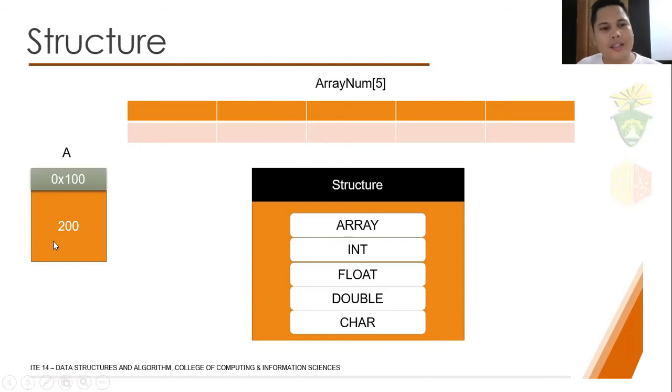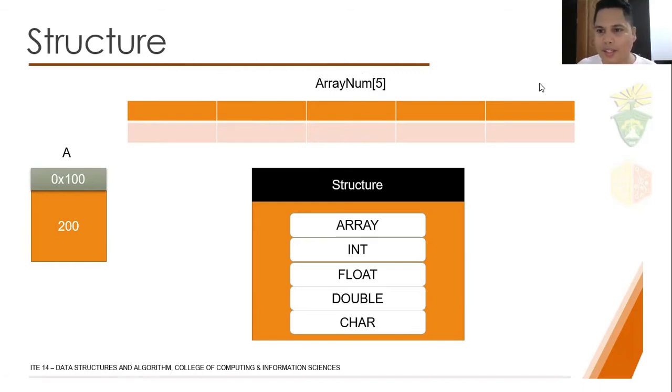To address that limitation, here comes our array, our user-defined data structure. With an array, we see that with just one reference or one variable name, an array can hold multiple values. For this example, we have an array num having a size of 5. Therefore, in this array we can store 5 values.